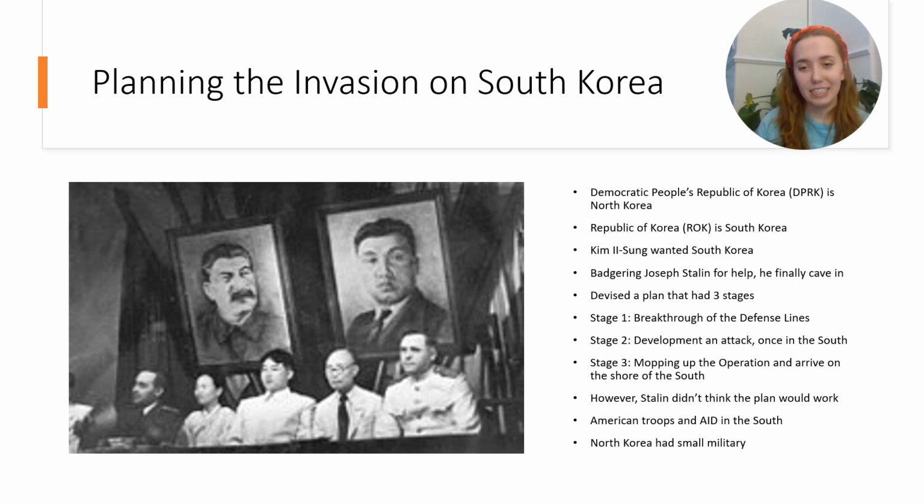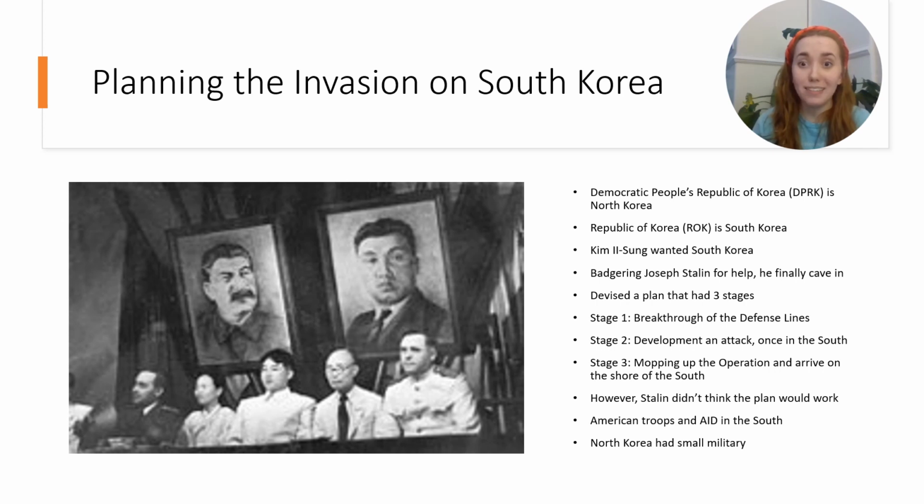So, a little information on what is in my paper. The Democratic People's Republic of Korea, in other words DPRK, yes, I said that right, which is basically just North Korea. And then you had the Republic of Korea, which is ROK, and that's just South Korea.